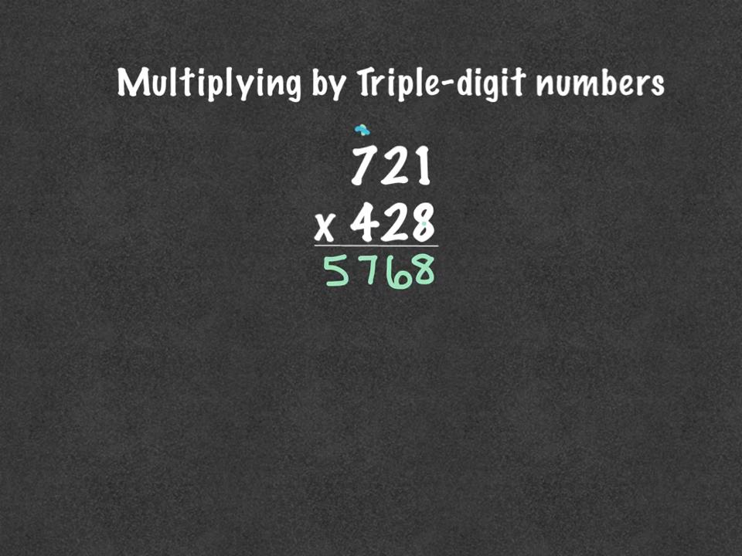The next thing we need to do is multiply by the 2. The 2 is really a 20, so we need our little magic 0 there. 2 times 1 is 2. 2 times 2 is 4. 2 times 7 is 14.